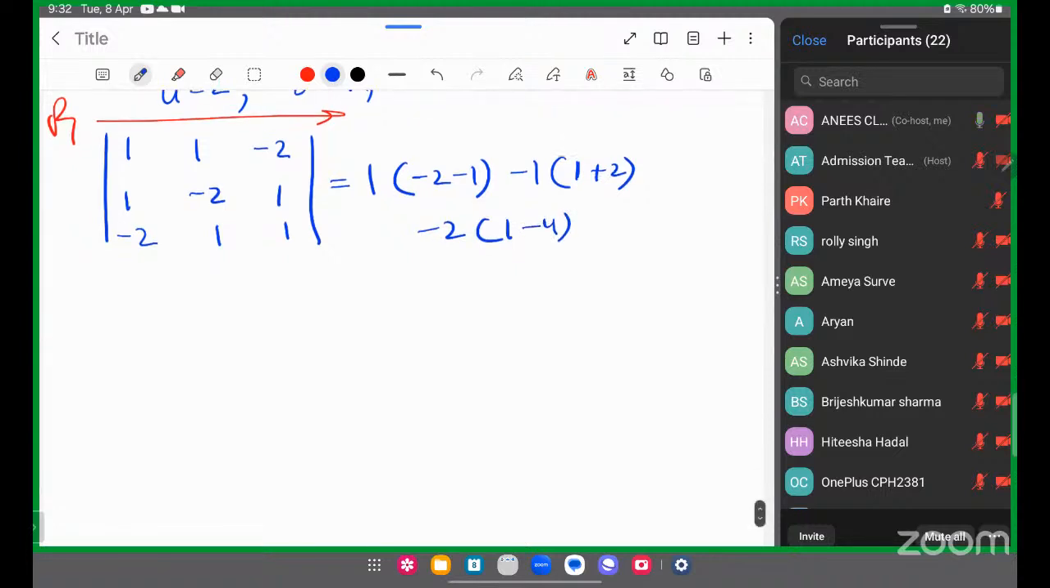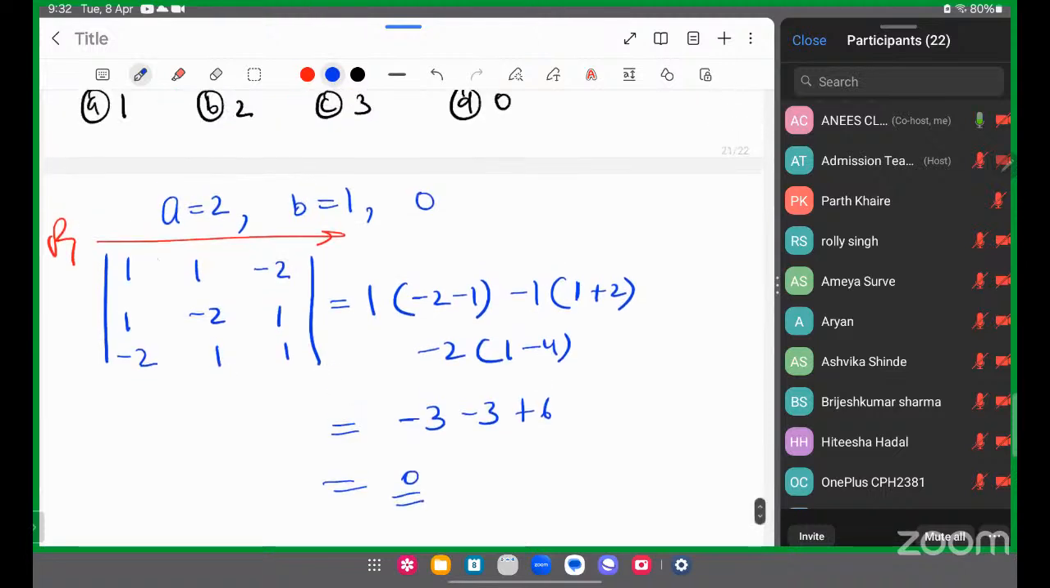So in this case, what will be the answer? This is minus 2 minus 1, minus 3. This is 2 plus 1, 3 into minus 3, minus 3. 1 minus 4, minus 3, minus 3 into minus 2 is plus 6. The answer is again 0. So I have taken 3 different cases.